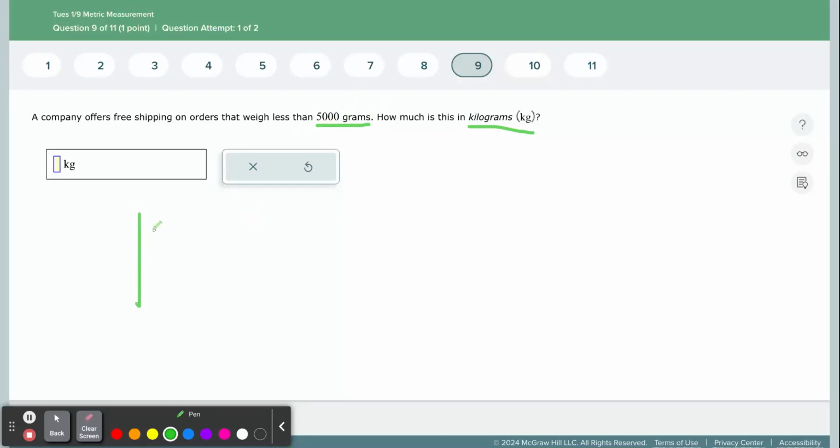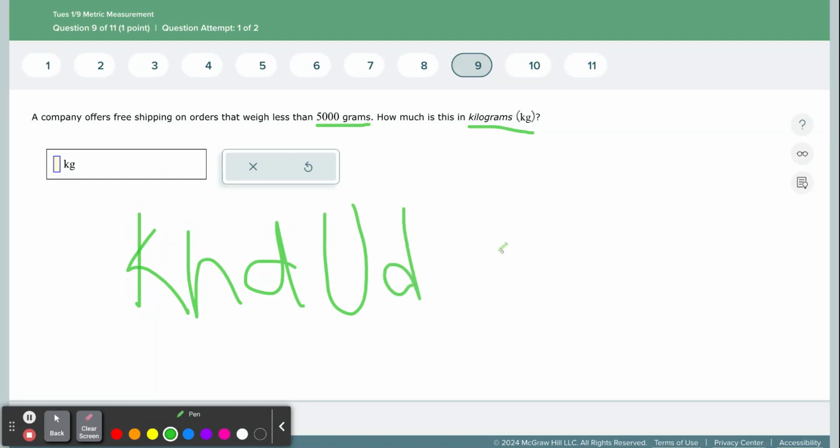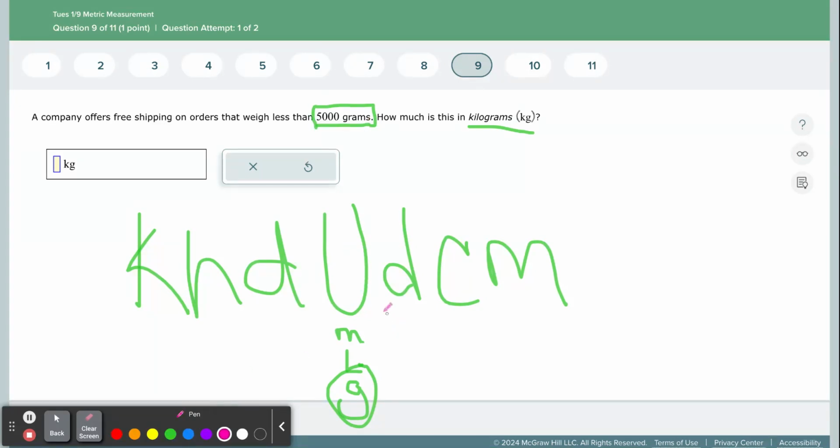So when we say King Henry died unusually drinking chocolate milk, okay, the U stands for our unit. What's our unit that we're using? Is it meters? Nope. Is it liters? Nope. Is it grams? Yes. Okay. So we are right here. When we talk about 5,000 grams, we are at the U because we're at our base unit of grams. So that means I'm going to start out by just putting my decimal point right here, because that's where your 5,000 decimal point is.